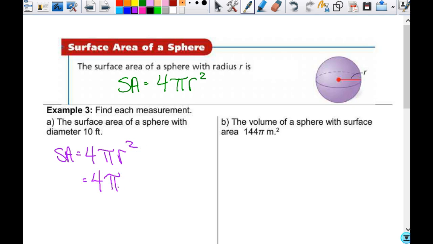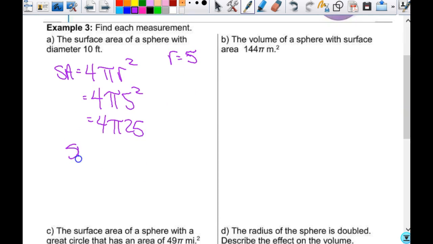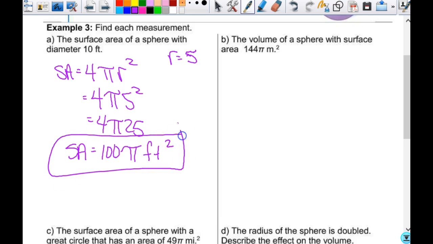So 4 times pi times 10 squared? No? What's the radius? 5. I don't know why my pen is being stupid. There you go. 5 squared. So that's 4 times pi times 25, which means that the surface area is equal to 100 pi feet squared. Good. Okay. Everybody okay with that? I mean, that's pretty straightforward there.